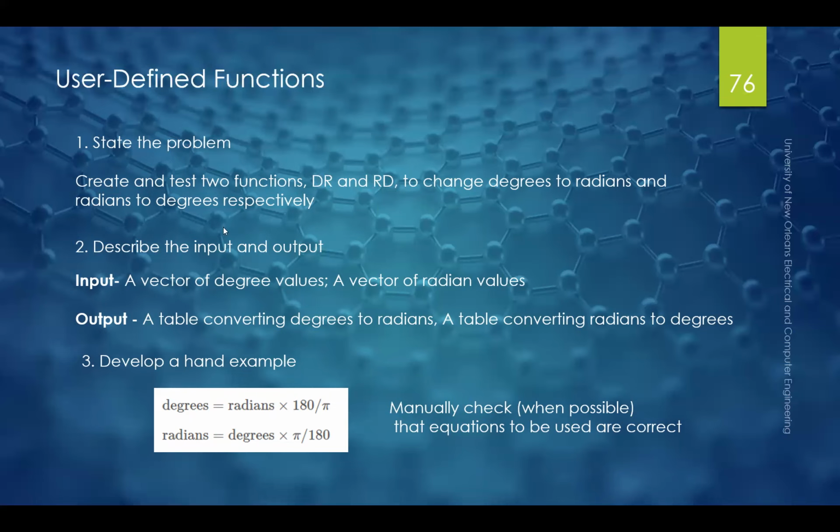So anyhow, that's what we need to do, right? That's what we need to create. That's the problem. The problem is stated: to create those two functions. And then the next thing is to describe the inputs and the outputs that we're going to have. So the input is a vector of degree values, right, or a vector of radian values. And then as an output, we're going to have a table that's converted the degrees to radians or radians to degrees, right? That's what we want as the output.